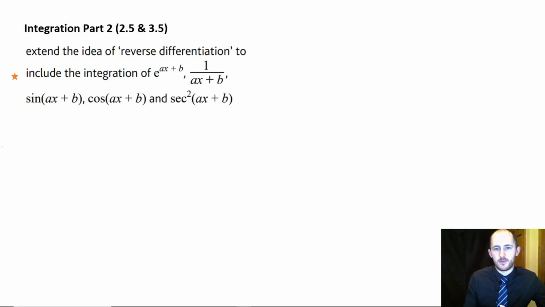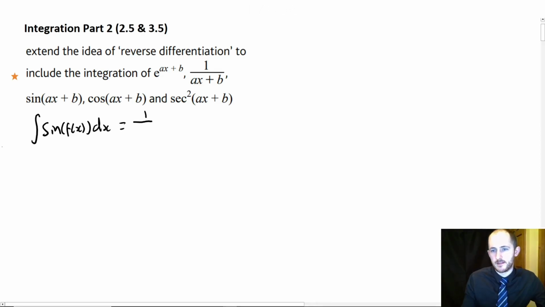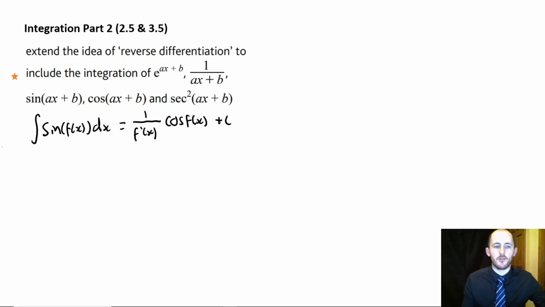So the first one is, if you integrate sine of, again, some function that we don't know, then what you're going to do is 1 over the differential of that function, and that's going to be minus cos f of x, and then of course the plus c on the end. So for example, if this was sine x squared, then that would equal minus 1 over 2x cos x squared plus c.